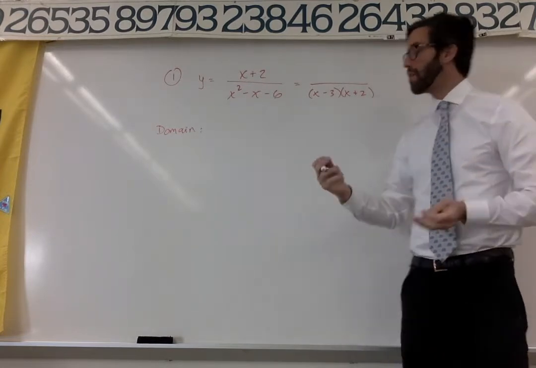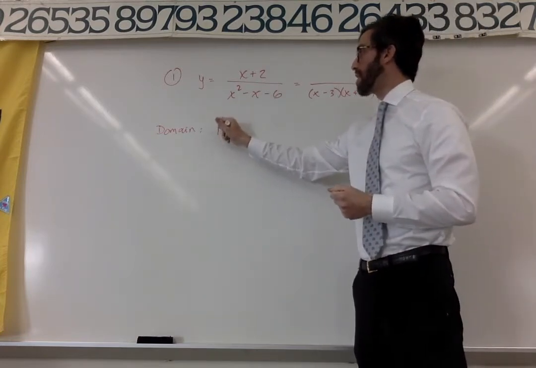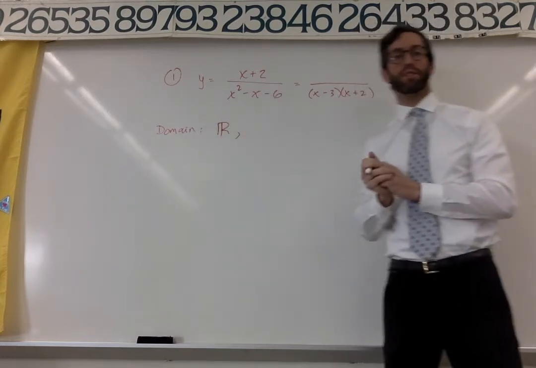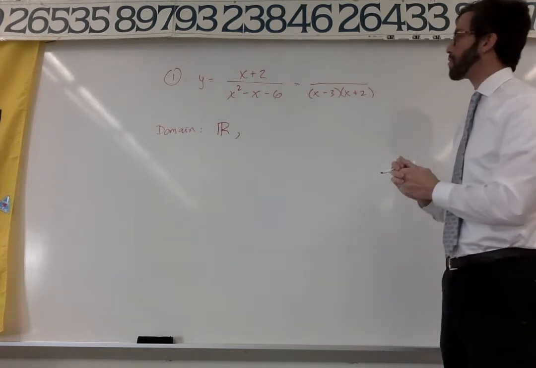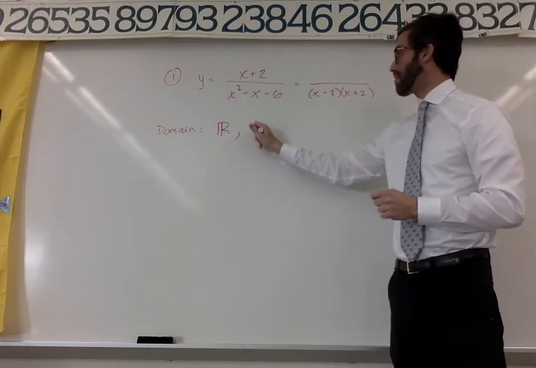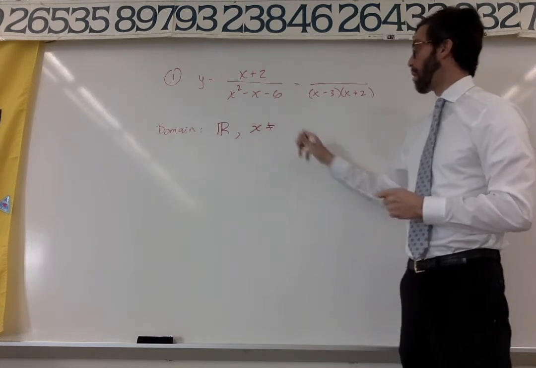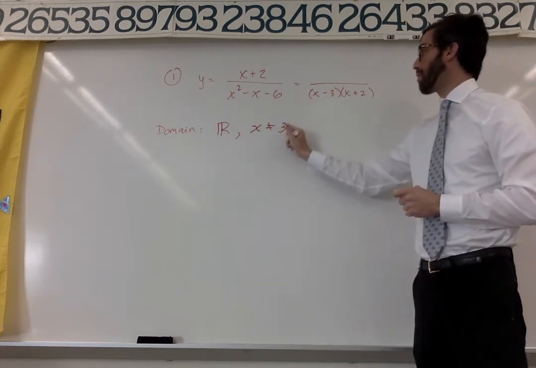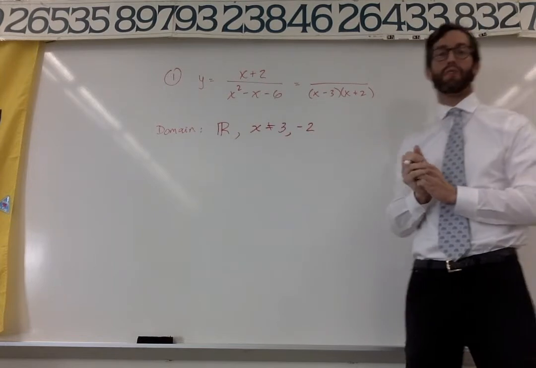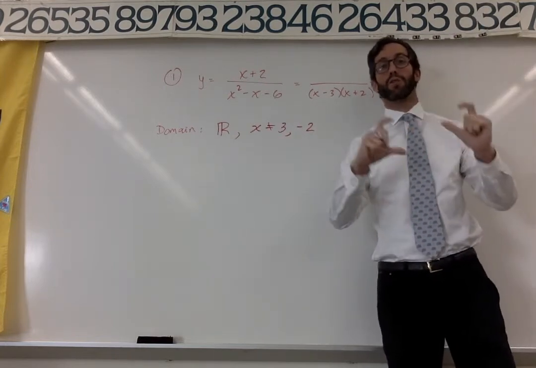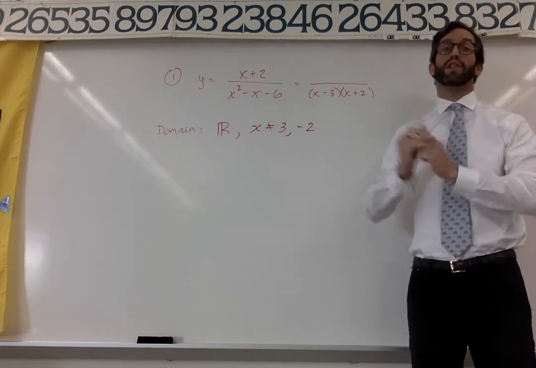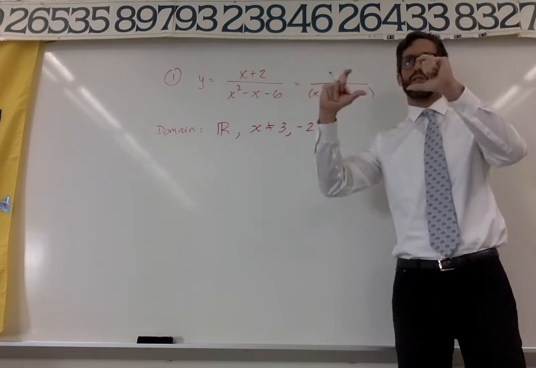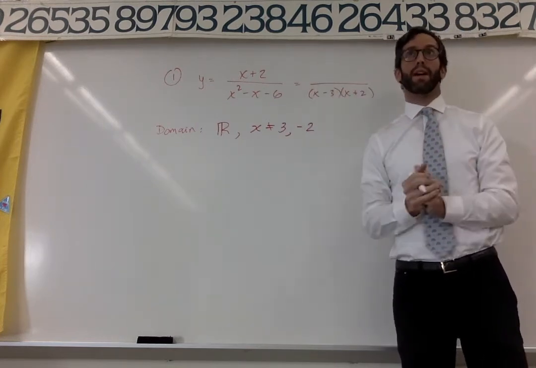With domain, as I said before, I recommend you write it like this. With rational functions, the domain is going to be all real numbers except for those numbers or that number that make the denominator 0. So x cannot equal 3 or negative 2. That's how we would write it. I know some of you guys were using interval notation. I would probably recommend you use this notation for this part of the unit. Otherwise, you have to write three different intervals or more, and that can get a little messy.